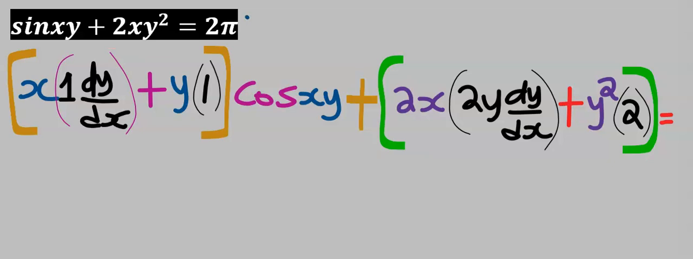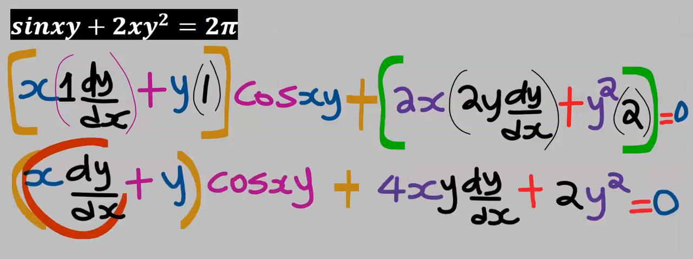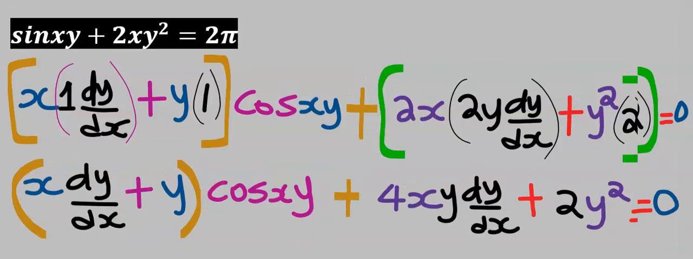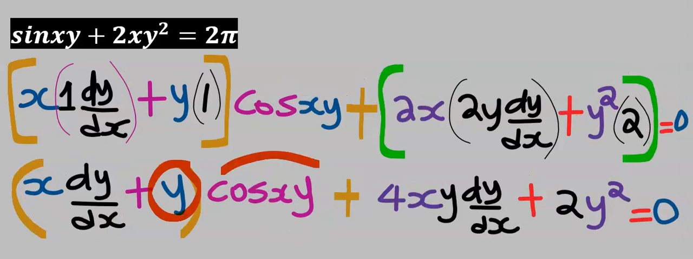Next, let's differentiate 2 pi. Here, there is neither x nor y. Hence, when you differentiate 2 pi, it is 0. Next, we open up the brackets. Next, this will multiply this. Likewise, this will equally multiply this by distribution.